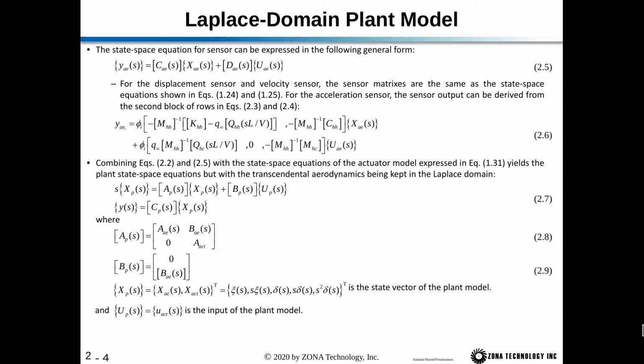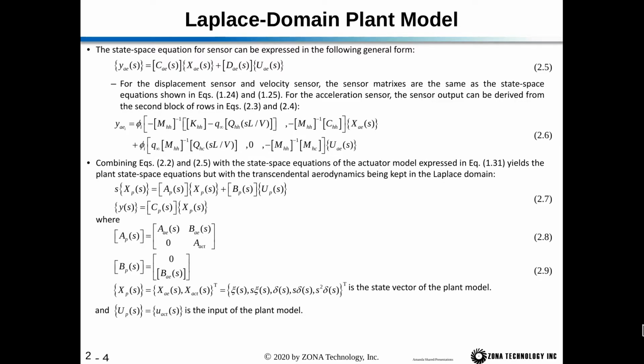Okay, so next let's build up the Laplace domain plant model. The state space equation for the sensor can be expressed in the following general form of equation 2.5. And for the displacement sensor and velocity sensor, the sensor matrices are the same as the state space equations shown in equations 1.24 and 1.25. And for the acceleration sensor, the sensor output can be derived from the second block of rows in equations 2.3 and 2.4 in the same way that we did in the previous section, shown in equation 2.6.